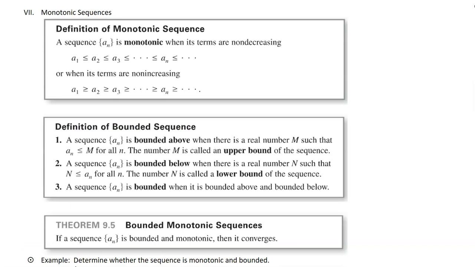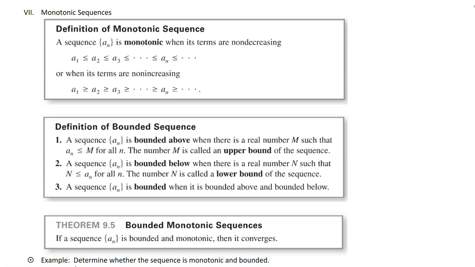Finally, in this video, we have a definition of what we call monotonic sequences. A sequence a sub n is monotonic when its terms are non-decreasing or when its terms are non-increasing. So it's basically not switching back and forth from increasing to decreasing. It's either always going down or staying the same, or always going up or staying the same.